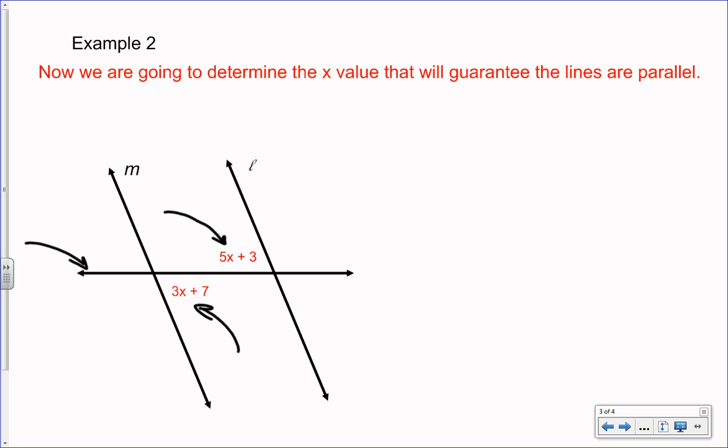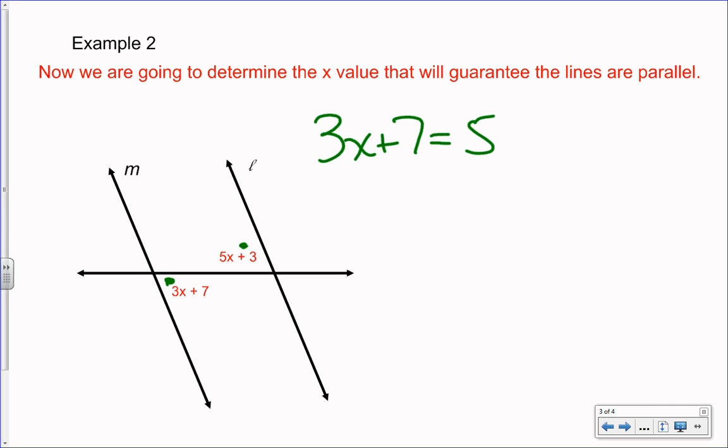Now, do we know for a fact they're parallel? No. Because if I pick some x values, maybe they won't be parallel. But there is a particular x value that will make it happen. And I know it's only one because they are linear, right? There's no exponents on it. So what do I know about this angle here and that angle there? If the lines are parallel, those better be the same because they're alternate interior again, correct? So let's do that. So 3x plus 7 equals 5x plus 3.